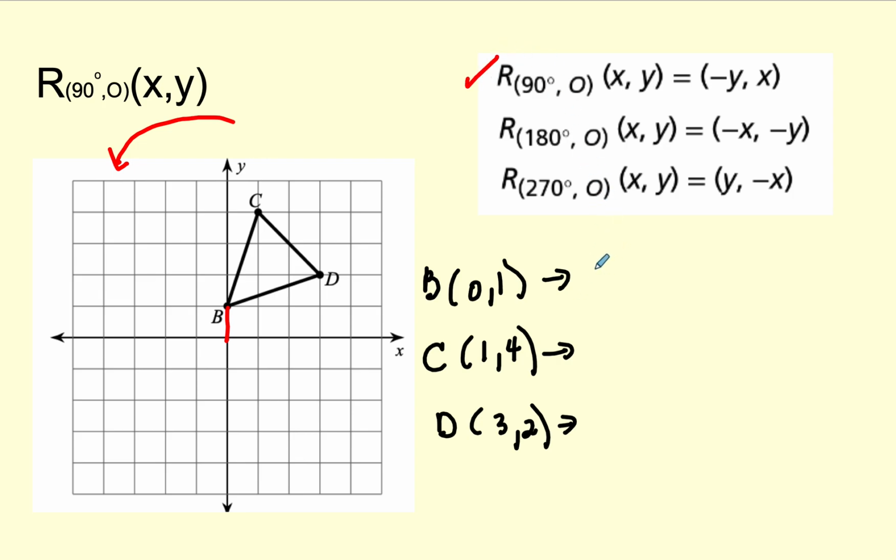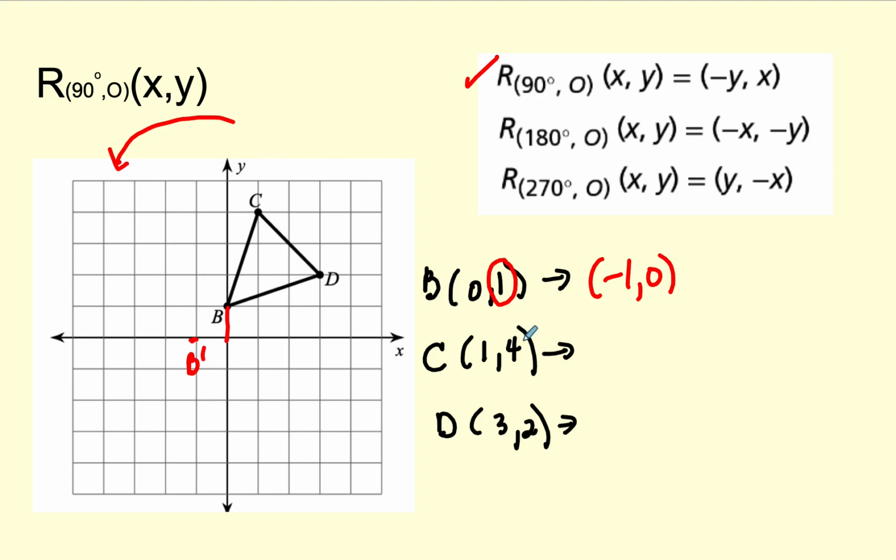We're going to take the y coordinate right here and change its sign, -1, and then we're going to keep the x coordinate as the y coordinate. So this will be our new point, -1, 0. This will be our new B prime.